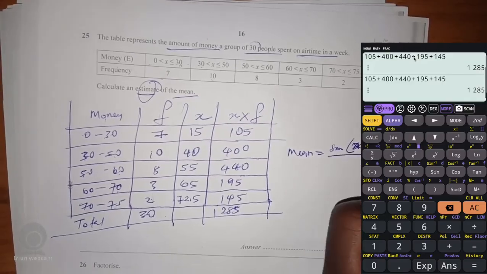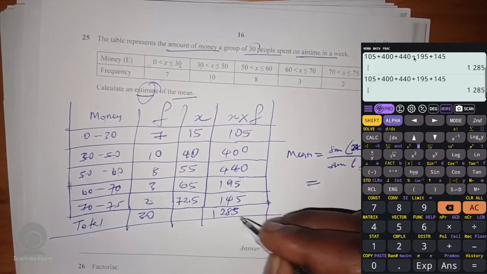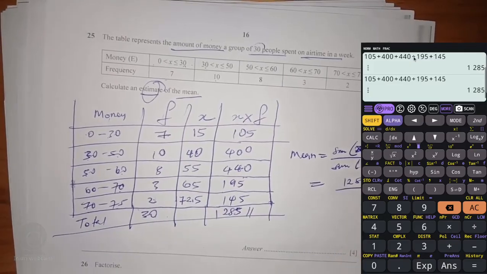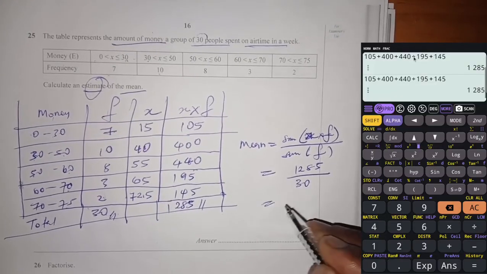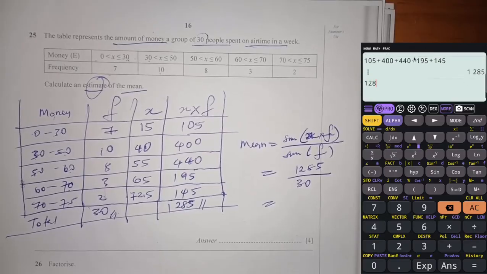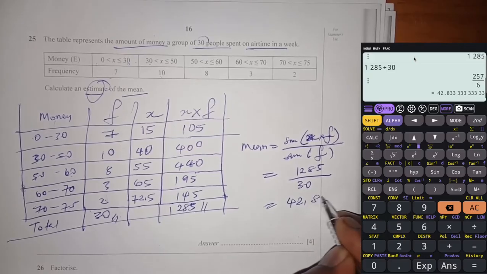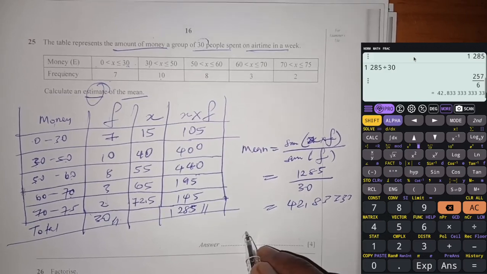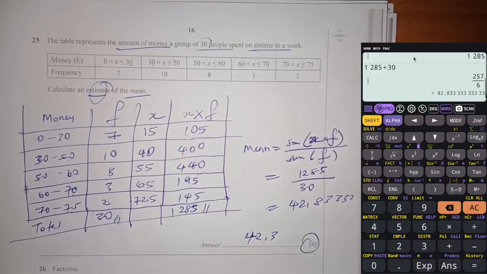divided by the sum of the frequency. So from x times f, I'm having this number here, 1285, divided by this number here on frequency, which is 30. So this is giving me 1285 divided by 30, and the answer is 42.83333333. So correct to one decimal place, that's 42.8. Take all the marks there.